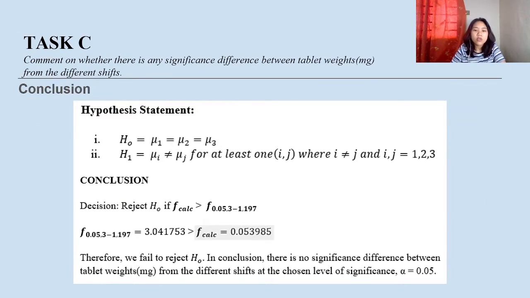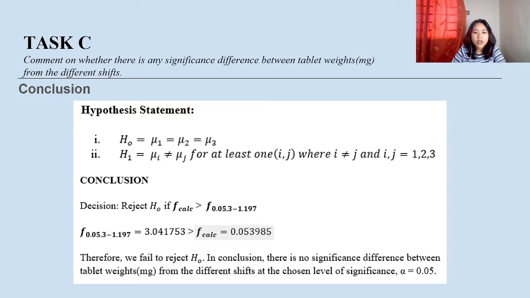For the conclusion, the first step is to state the hypothesis statement. As you can see, H0 states that there is no significant difference between the tablet weight, while H1 states that there is a significant difference between the tablet weight. Then we make our decision, which is to reject H0 if the F calculated is greater than the F critical when the significance level is 0.05.